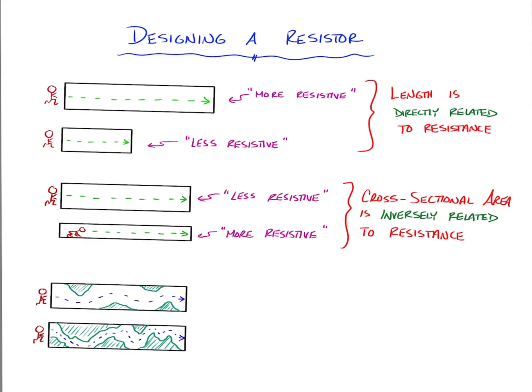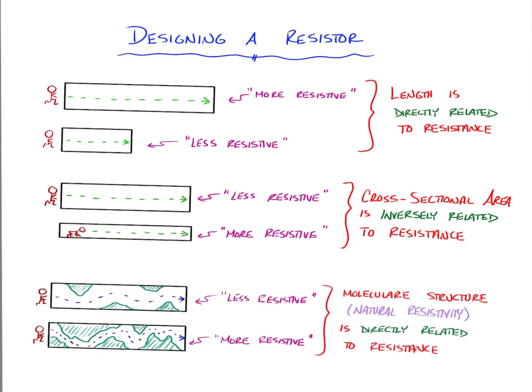The last one we're going to look at is the makeup of the wire itself, the makeup of the material. In this case, I'm going to assume you have a hallway with the same length and the same cross-sectional area. In one case, it just naturally has something, I don't know, something on the ceiling and on the floor that's blocking the way. And in the second case, you have much, much more of it. So you can tell that just based on this gunk or whatever is in this hallway, it's going to be easier to get through the top hallway.